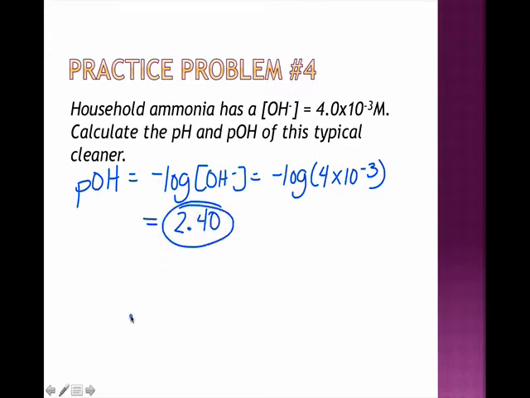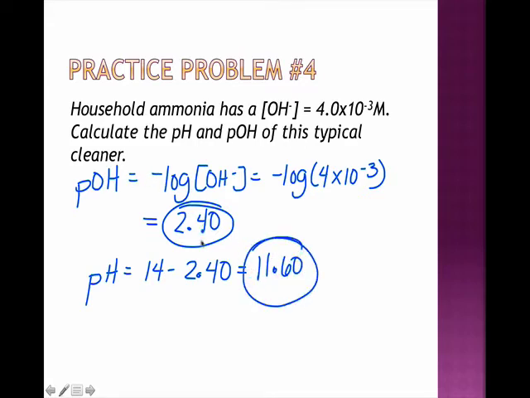So there's my pOH. To find the pH, I take 14 and I subtract 2.40, just like we did, but we're going backwards because we found the pOH first and now the pH, and we get 11.6. So there's your pOH and there's your pH. You need to be pretty comfortable going from the hydroxide or the hydrogen ion concentration to the pH and the pOH. Those are pretty important calculations.